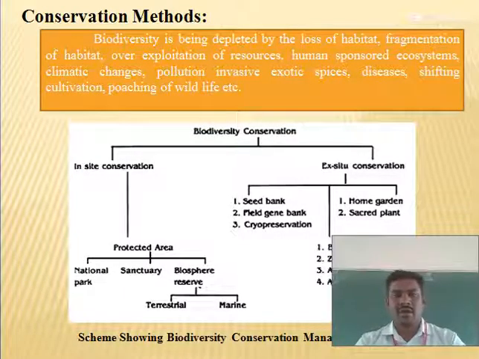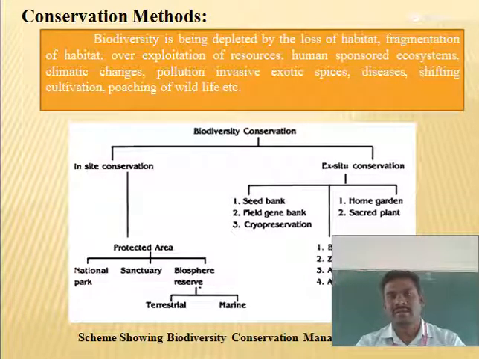Finally, conservation methods. Biodiversity is being depleted by the loss of habitat, fragmentation of habitat, over exploitation of resources, human sponsored ecosystems, climatic changes, pollution, invasive exotic species, disease, shifting cultivation, poaching of wildlife, etc. Biodiversity conservation is mainly divided into two types. First one is in situ conservation, second one is ex situ conservation.